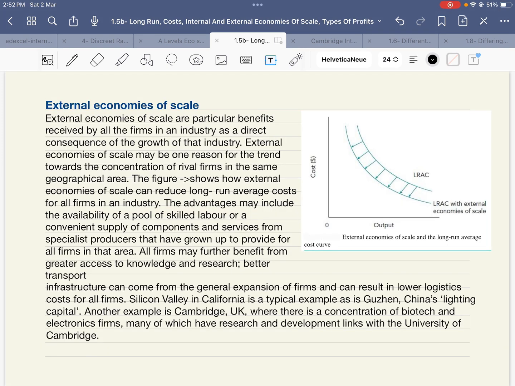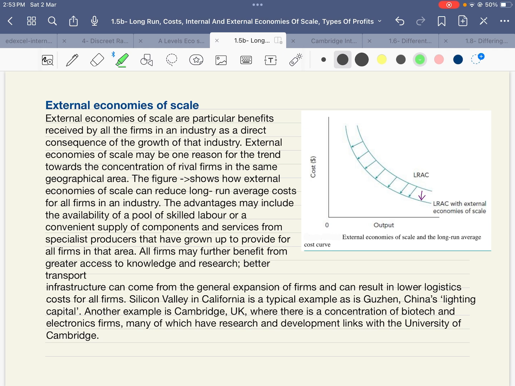External economies of scale are benefits that the firms receive in an industry as a direct consequence of growth of that industry. This can be one of the reasons why most firms try to enter a particular industry, because they know that the growth in the industry will help them lower their costs in the long run. As a consequence, the long run average cost curve shifts downward, as is seen in the graph. All firms in the industry enjoy the benefits and advantages of external economies of scale.